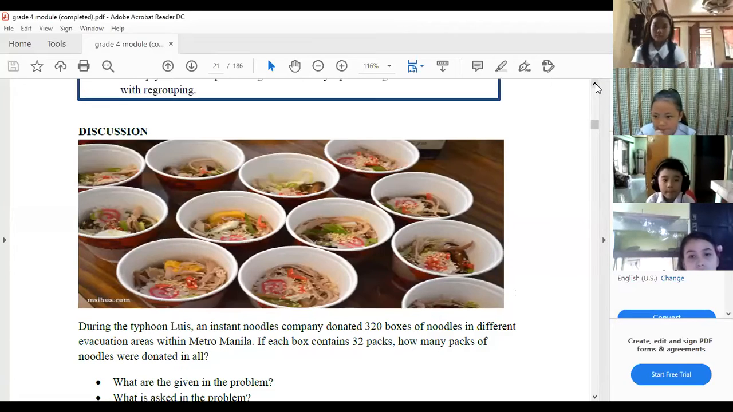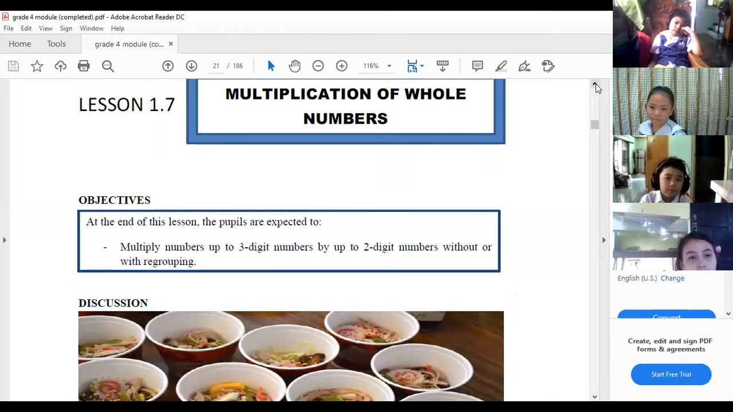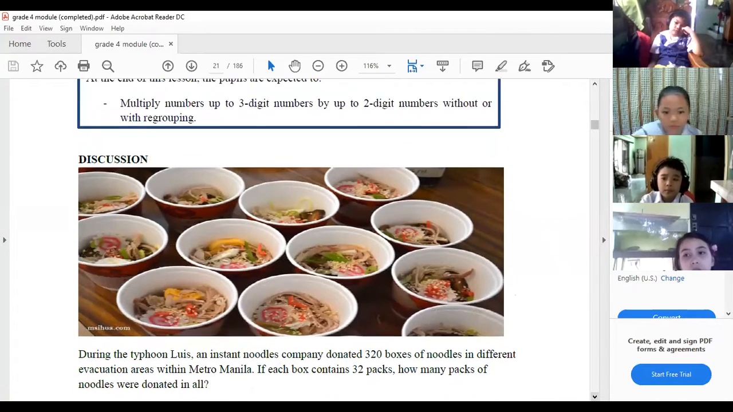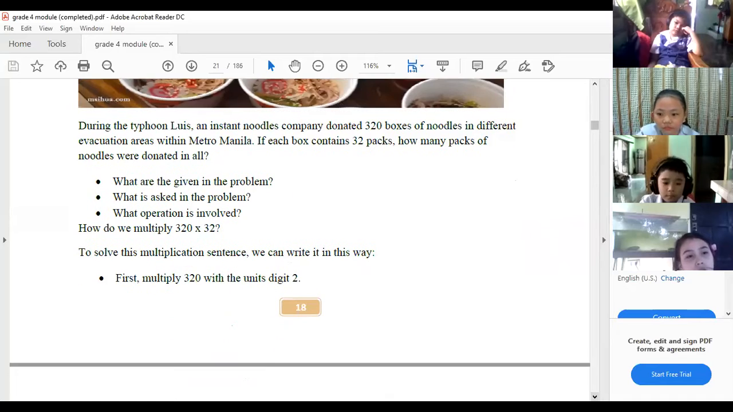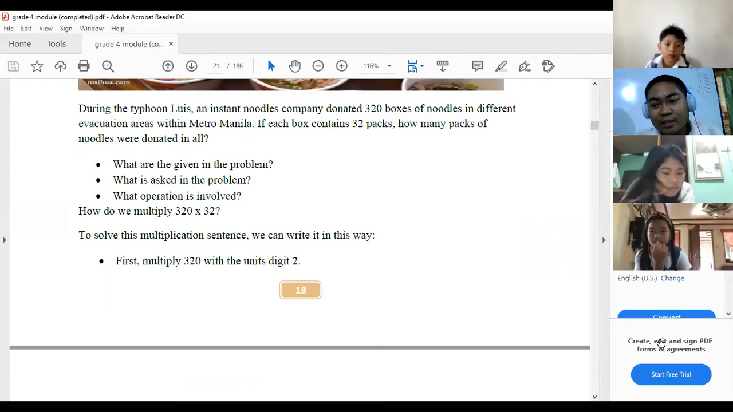Okay. So let's go now to our lesson, which is multiplication of whole numbers. When we say whole numbers, it has no decimal place. Our whole numbers start from 1 and up. So let's try to answer this problem. May I ask Kiran to read the problem?